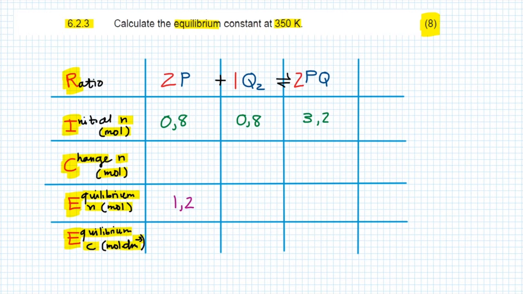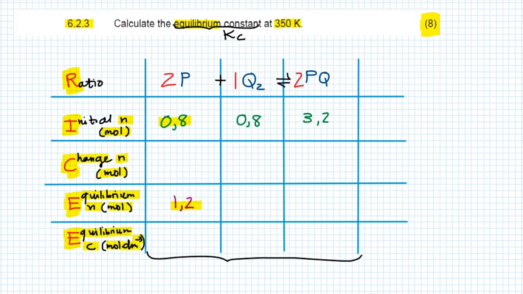As you can see, I've placed all the initial values into this table, and I have shown that the amount of P at equilibrium is 1,2 mole. Remember, we are trying to calculate the equilibrium constant, that is the Kc value for this reaction, and in order to do so, we need to know the values of all of the concentrations at equilibrium. So we're going to start off by making use of this value and that value in order to determine the change in P.